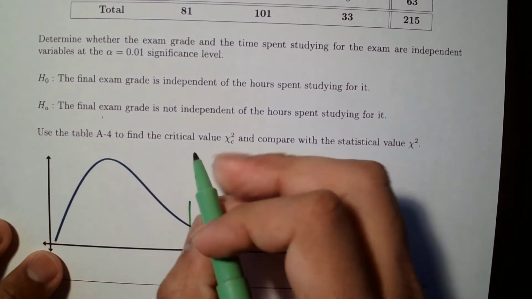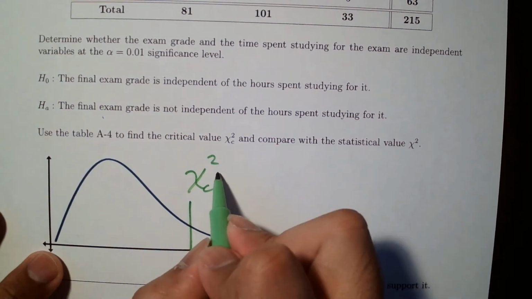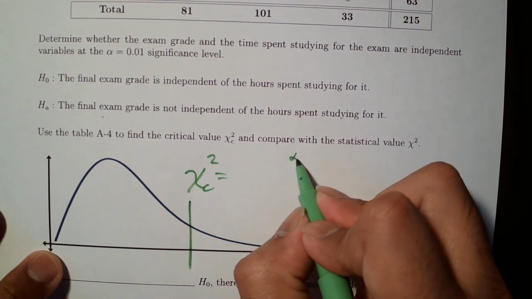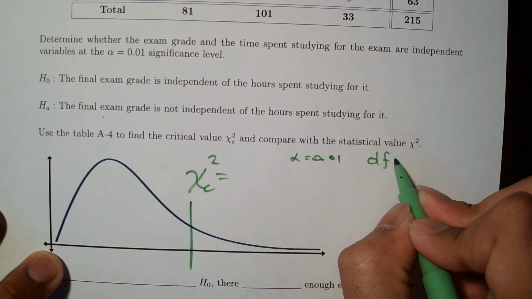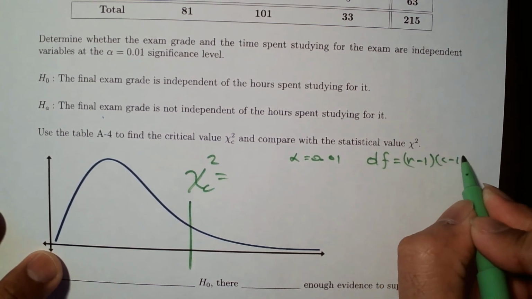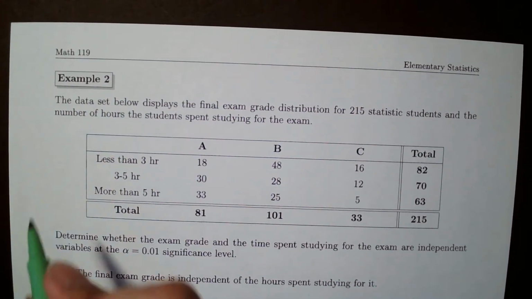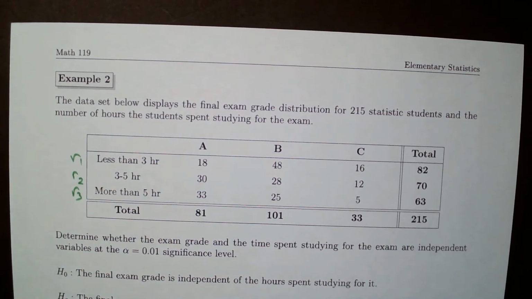The critical value, which is a chi-square critical value. Well, in this case, what are we going to consider? Alpha equals 0.01 and degrees of freedom, which is the number of rows minus 1 times the number of columns minus 1. How many rows do we have? Go back to the table. We have row 1, row 2, row 3. We have a total of 3 rows.